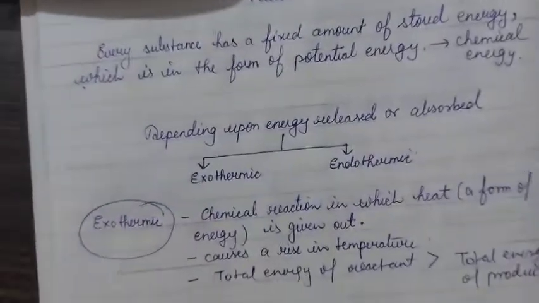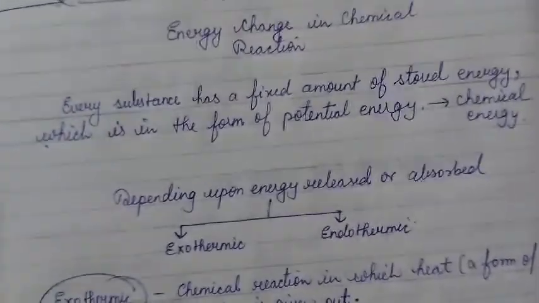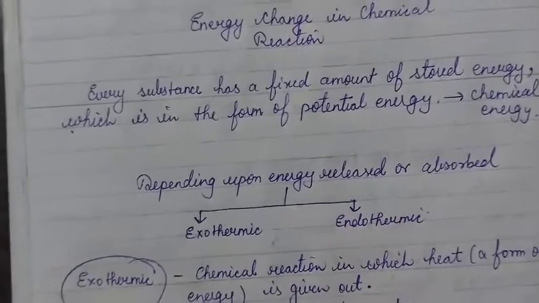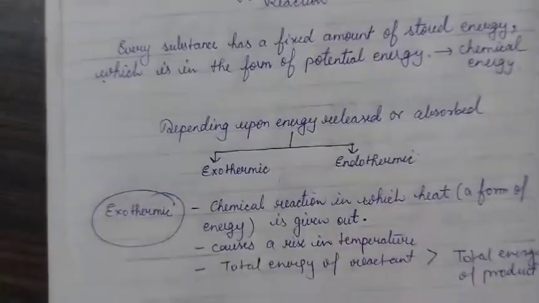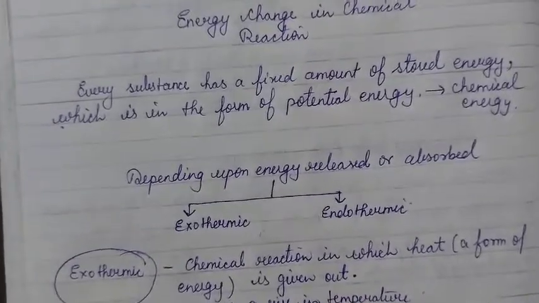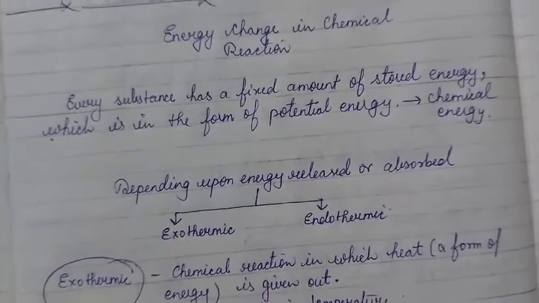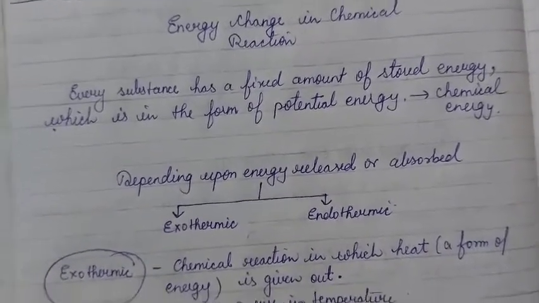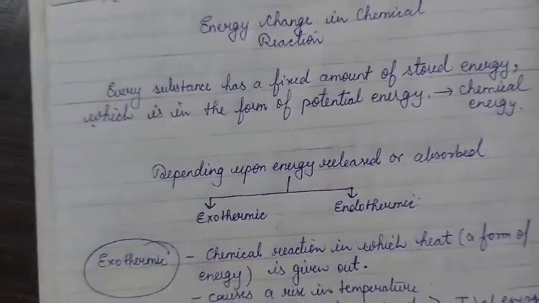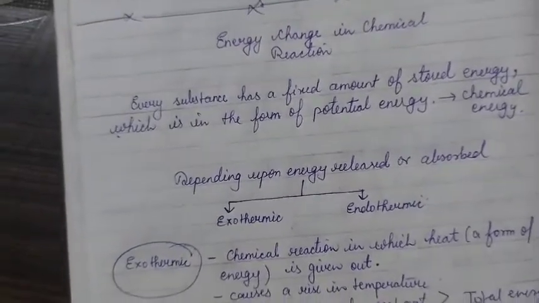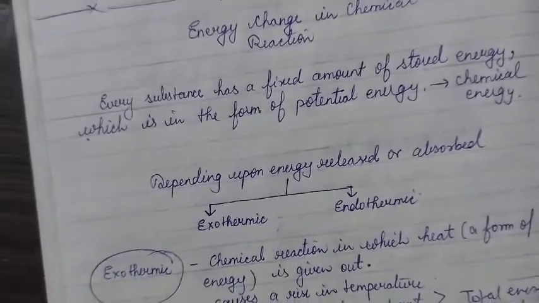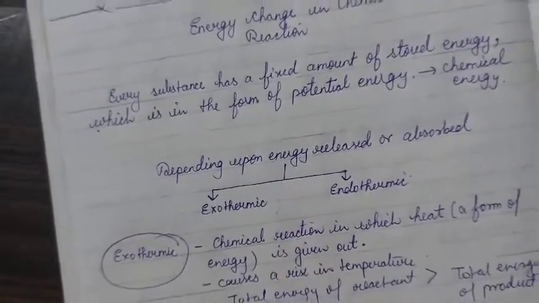Chemical energy. Every substance has a fixed amount of stored energy, which is in the form of potential energy, because any stored or resting energy is called potential energy. This stored energy present in any substance is called chemical energy. Now, in a chemical reaction, there is either a breaking of bond or a formation of bond. In that, either the energy is released or the energy is absorbed.